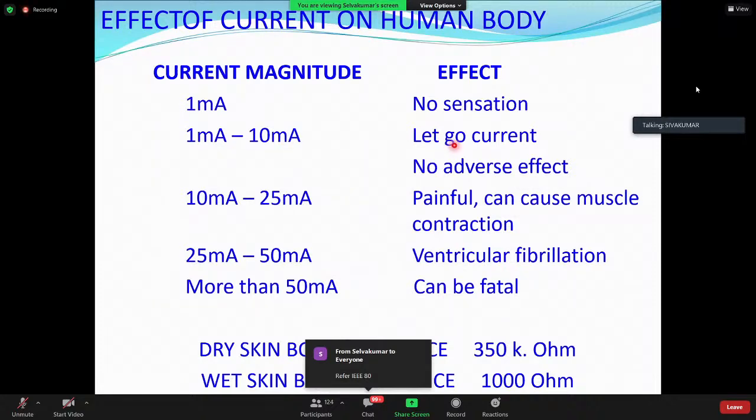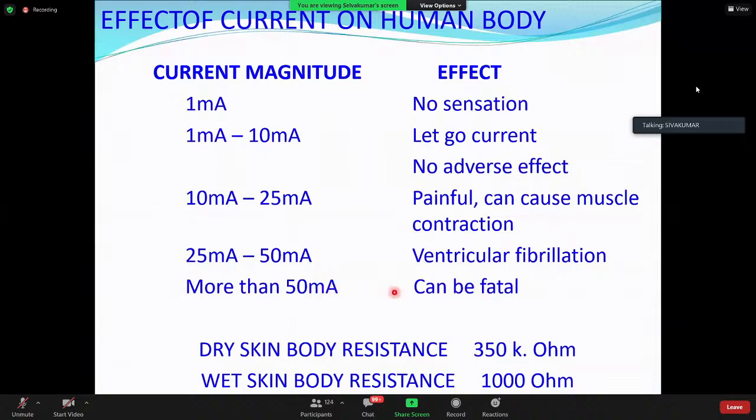No adverse effect. At 10 to 25 milliampere, muscular contraction will be there, painful. You will not be able to release your hand from the body giving you shock. At 25 to 50 milliampere, your heart pumping will stop. Ventricular fibrillation, this is quite dangerous. That is why human protection ELCBs are rated 30 milliampere, because before the current starts affecting your heart, you want isolation. More than 50 milliampere, tissue burning happens. This is irreversible. It could be fatal, instant death.